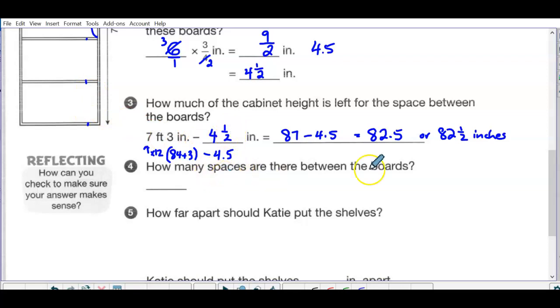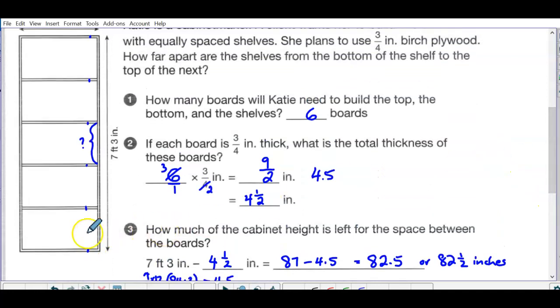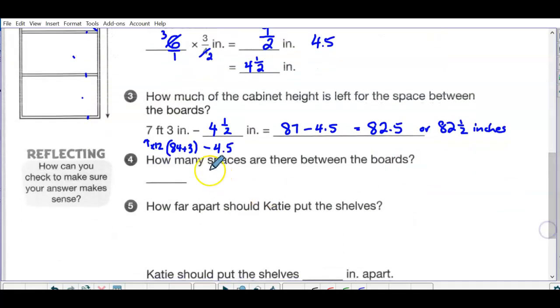So how many spaces are there between the boards? So there were 6 boards, but there are 5 spaces, so don't get tricked by that. 6 boards gives you 5 spaces. So how far apart? Well, then we take our 82.5. Again, you can go back to decimals if you find that easier, divided by 5. Okay, and try this without a calculator.